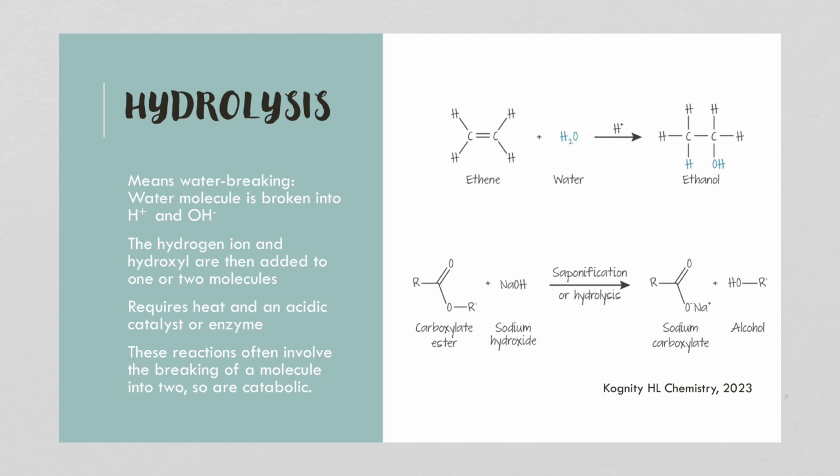And these reactions often involve the breaking of a molecule into two, so they're considered catabolic. So in this example, ethene is undergoing an addition reaction with water. In the last example, in the condensation, ethanol was undergoing an elimination reaction. The second example, we have an ester and sodium hydroxide, and this is a saponification reaction, also a hydrolysis reaction, and you end up with sodium carboxylate and an alcohol.